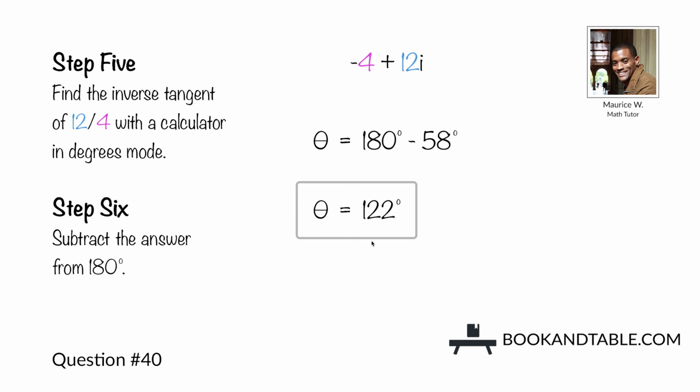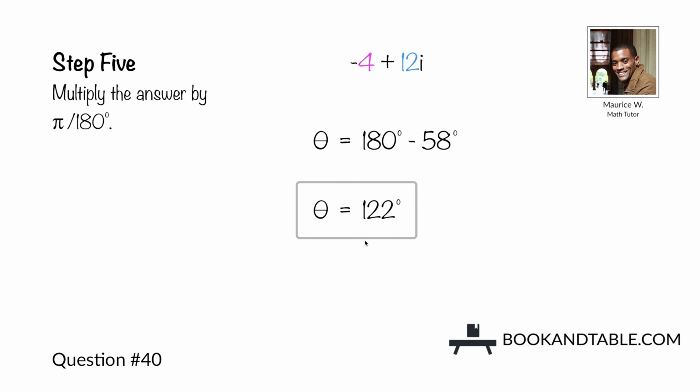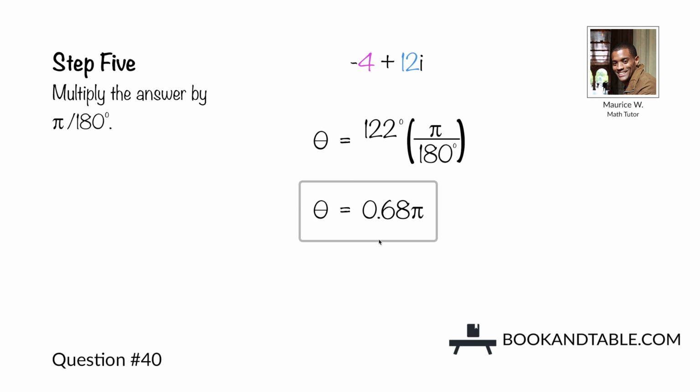And now if we want this answer in radian form, we'll multiply it times pi over 180 degrees. 122 degrees divided by 180 degrees gives us the argument or theta is equal to 0.68 radian. So the answer is 122 degrees or 0.68 radian.